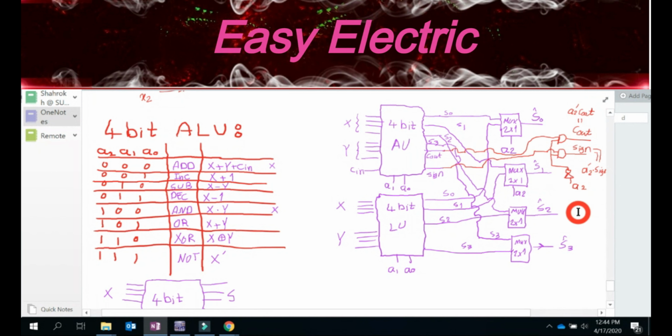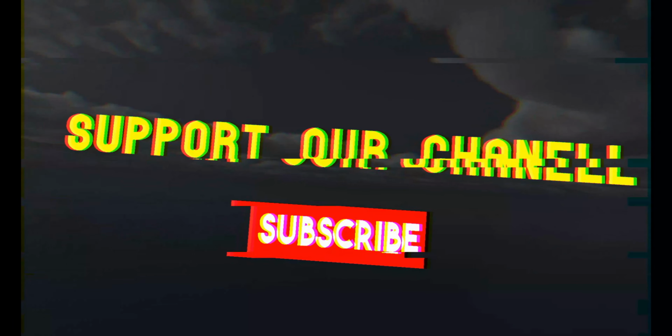Okay, so that's it. So what we actually made is one ALU, an arithmetic logic unit. We used 2 units, the 4-bit AU, which we already designed, and the 4-bit LU, which we already designed, and then we are able to somehow mix these two and make one arithmetic logic unit, which, based off this table, is able to do add, subtract, increment, decrement, AND, OR, XOR and NOT. Okay.